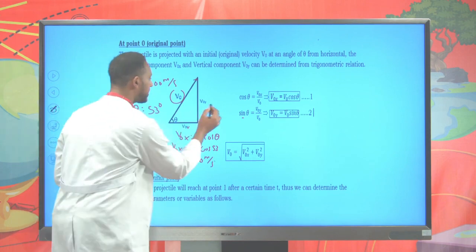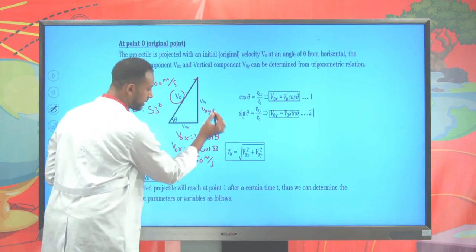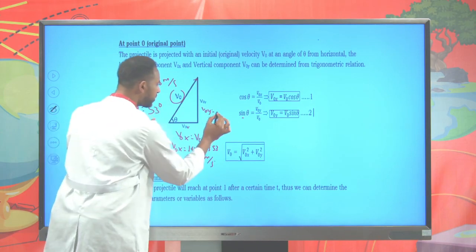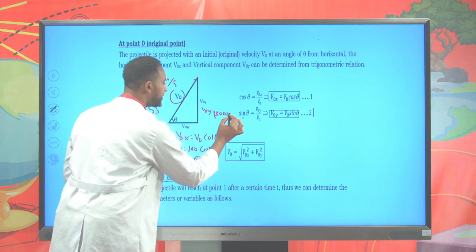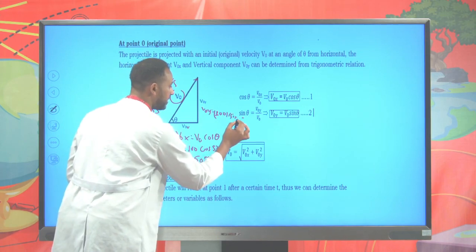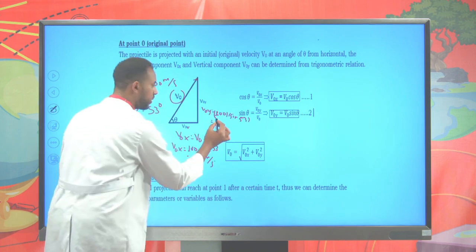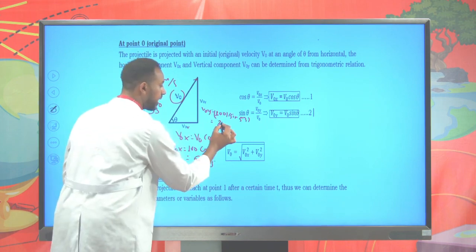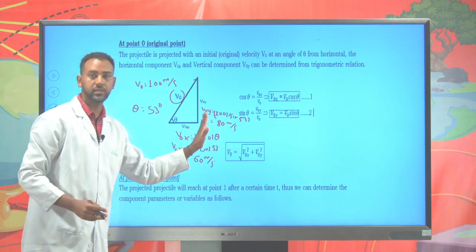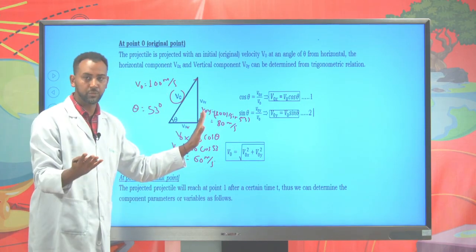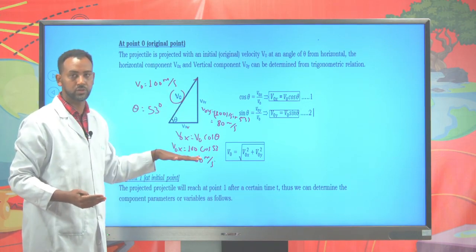The vertical component can be determined as v0y equals v0 sine theta. V0 is 100, the initial velocity, and sine 53 gives us 0.8. 0.8 times 100 gives us 80 meters per second. Look here: 80 meters per second is the initial vertical component, and 60 meters per second is the initial horizontal component.